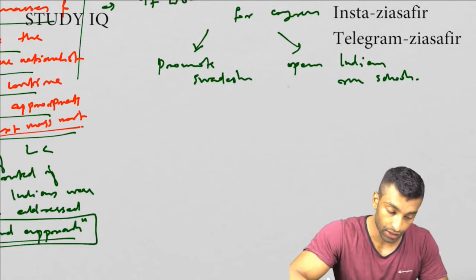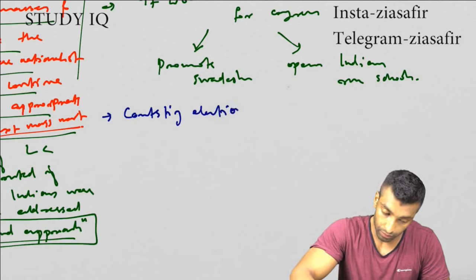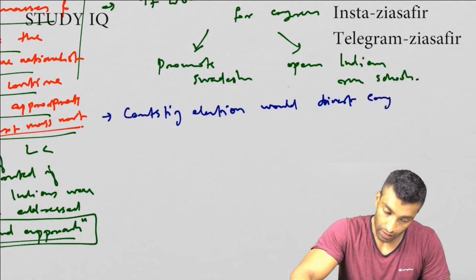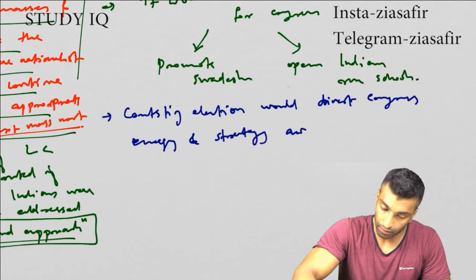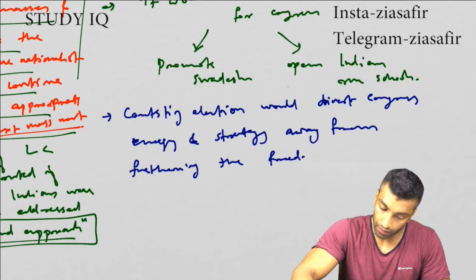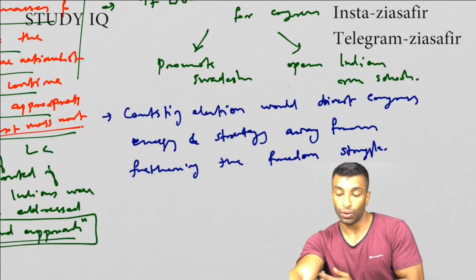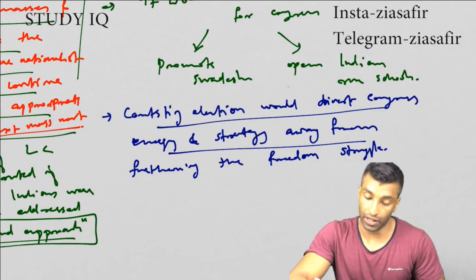Now, what is the problem? If you contest elections, contesting elections would divert Congress energy and strategy away from furthering the freedom struggle. Okay, so this is the opinion of the no changers.